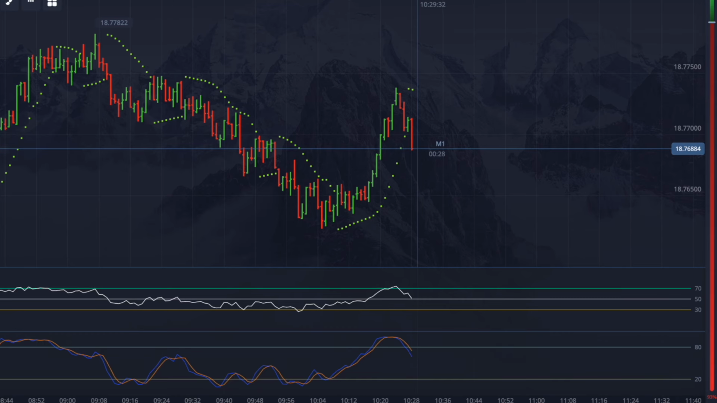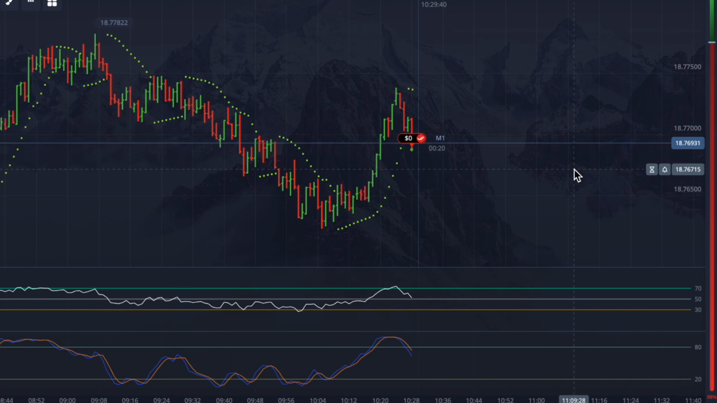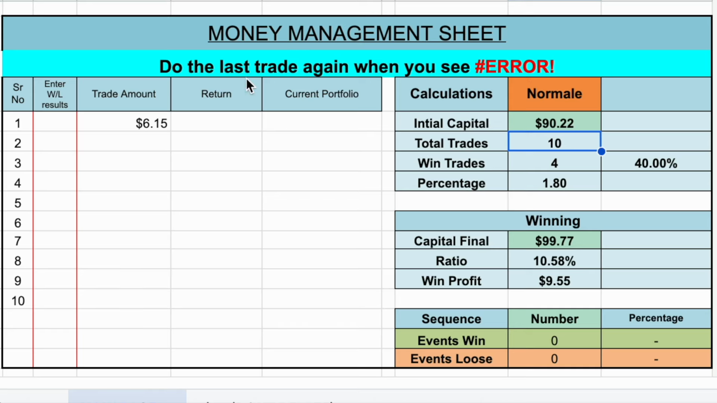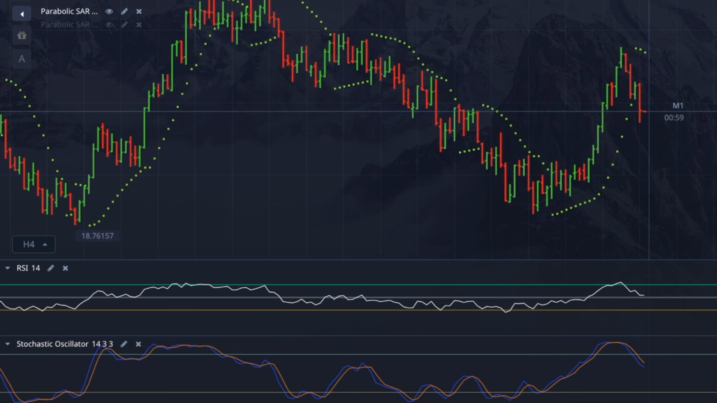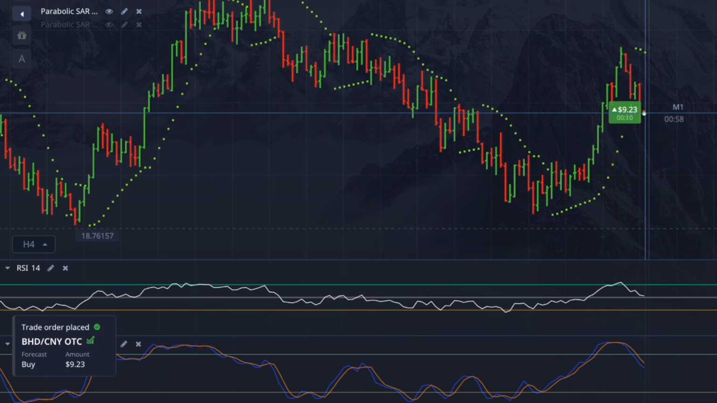And I'm going to place my trade. I made a loss there. So what I need to do is to come back to my chart here and put a loss in there. My risk management, put a loss. And it tells me now I've got to do 9.23. And I'll stay on the same chart. And I'm going to place another trade on this chart.